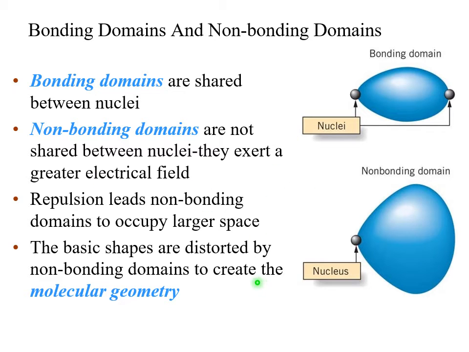Which of them will occupy larger space? It's a little bit counterintuitive, but non-bonding domains are larger. Why? Because there is no other attractive center. The second nucleus is an attractive center for our electrons. If there is no other attractive center, electrons are trying to be as far as possible from each other, and they are occupying larger space. So non-bonding domains, that is lone pairs mainly, are larger than bonding domains.